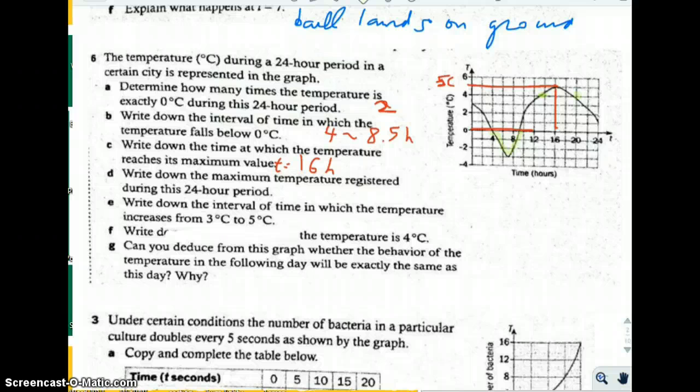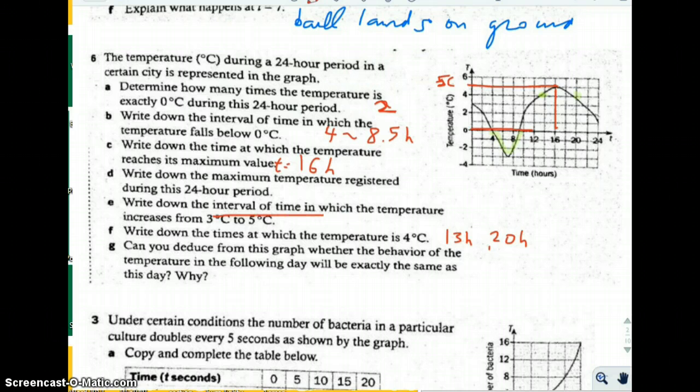Write down the time at which the temperature is 4 degrees C. So the answer to that would be 13 hours and 20 hours. Okay.